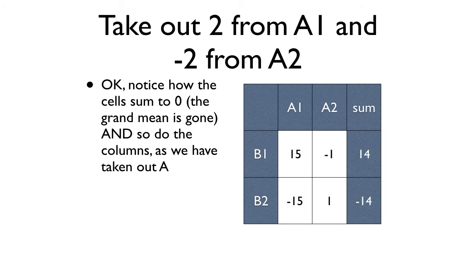Notice how the cells sum to 0, the grand mean is gone. And so do the columns, because we've taken out the effect of what happens to A. So it's gone. So if we've removed it, it's going to sum to 0. You can always check as you go along. So for B, we'll have B1 is 7 and B2 is negative 7. Or take 7 out of all the B1s and take negative 7 out of all the B2s.